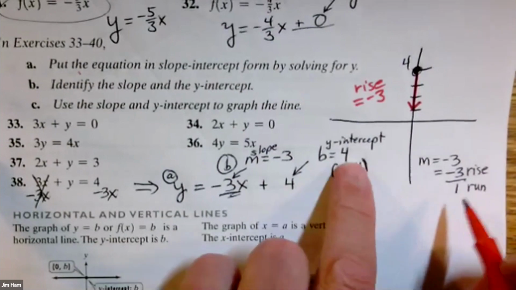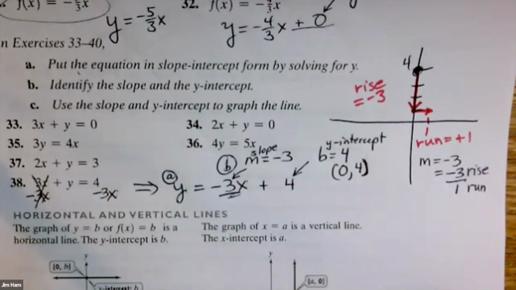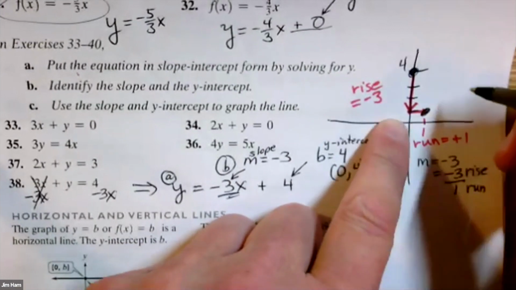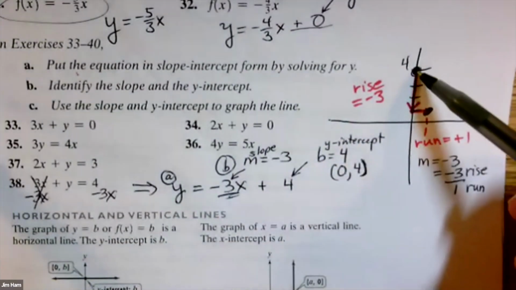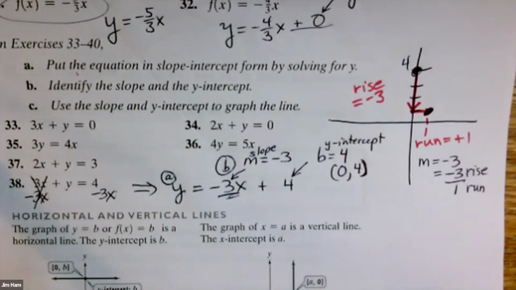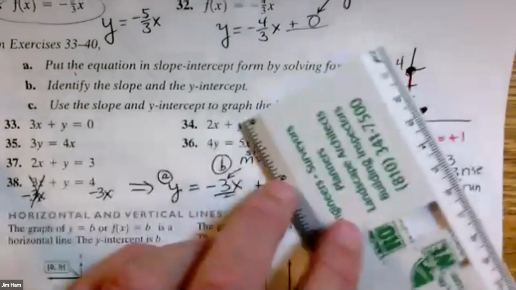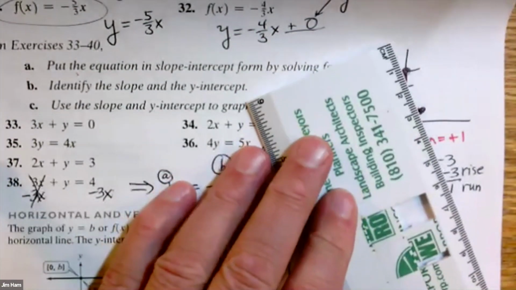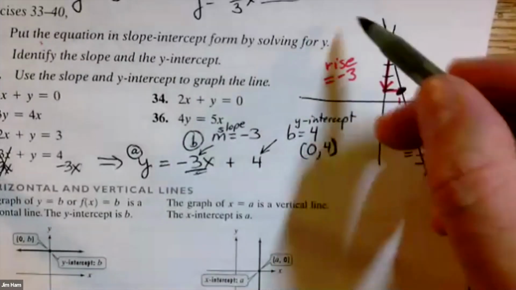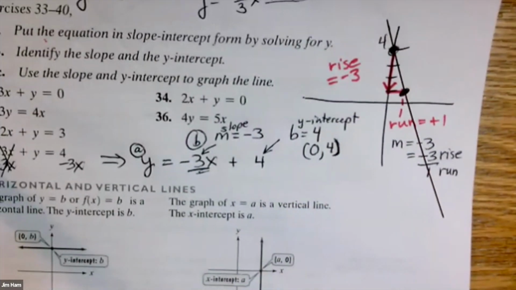That's a positive number, so we go to the right. And where we end up after doing that rise and run, that's going to be our next point. So from this point to this point, we go down 3 over 1. In part C there, you see that we're going to use the slope and the y-intercept to graph the line. So the last thing we have to do is just connect those 2 points together. And there's your line. Negative slope, line decreases. So you'll see that connection all the time.